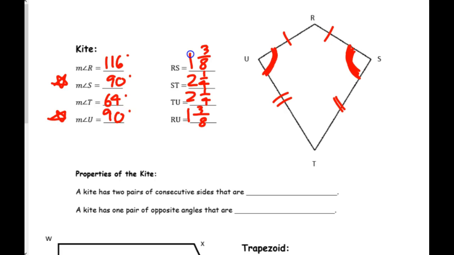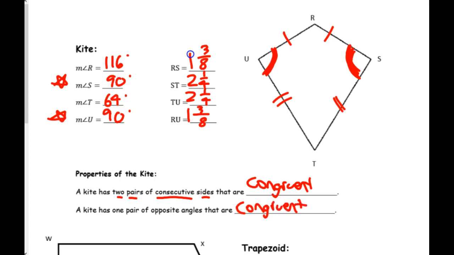So it's pretty symmetrical down the middle. If you cut that kite down the middle in half, 2 sides are the same, 2 sides are the same, 2 angles are the same. All right? So what are the properties here? A kite has 2 pairs of consecutive sides that are congruent. So RU, RS, those are consecutive congruent sides. UT and TS, those are consecutive congruent sides. And then a kite has 1 pair of opposite angles that are congruent.